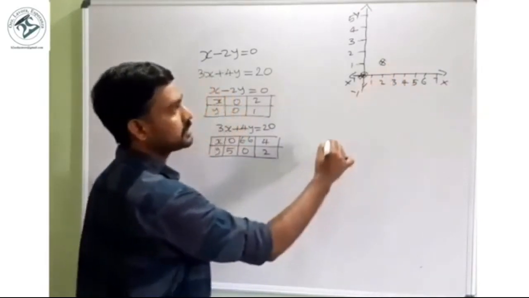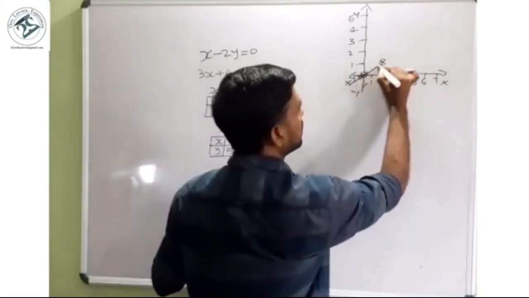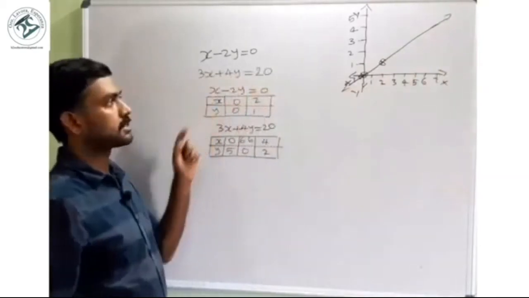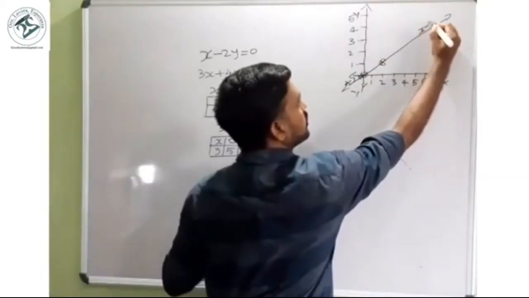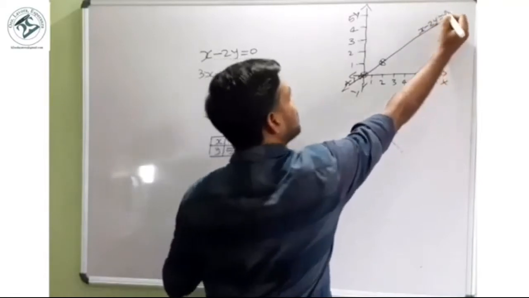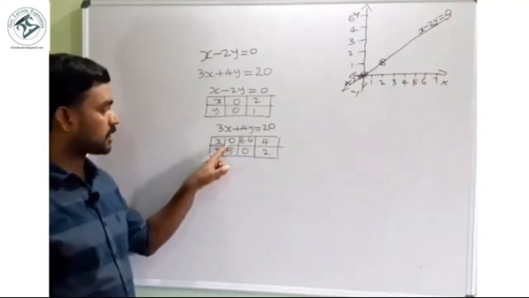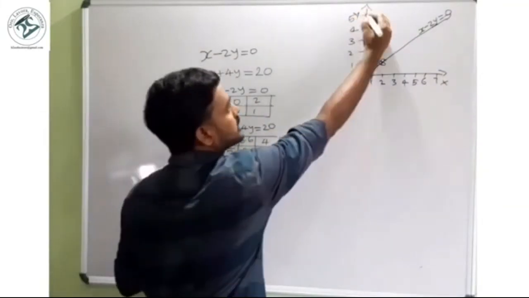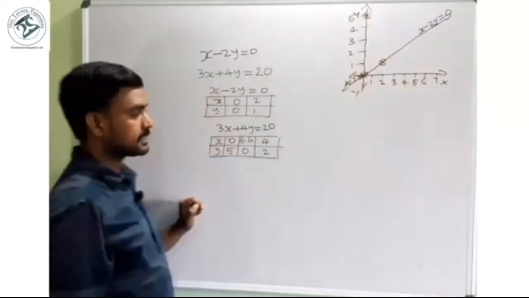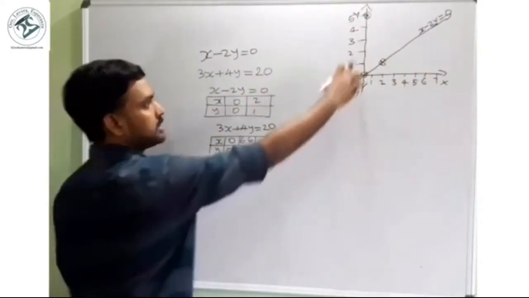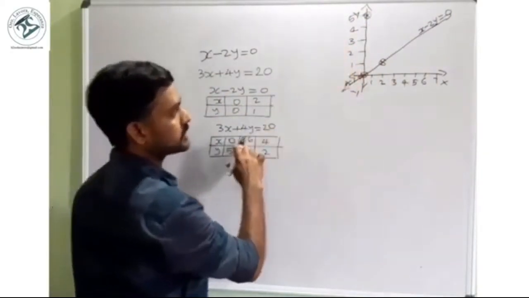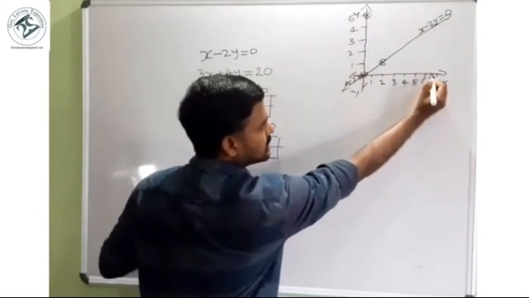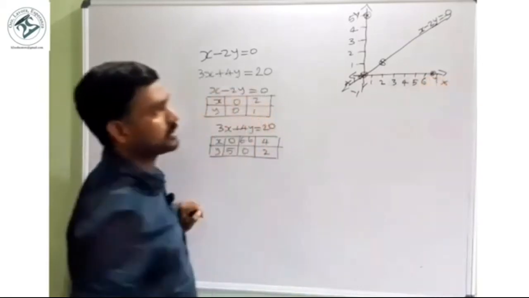We have 2 points, which means we can draw the line. So this is the first equation's graph, x minus 2y is equal to 0. Now the second, 0, 5. In the x-axis 0, in the y-axis 5. So here is that point. The second one, y value 0. That means on this axis 0, but x is 6.6. Here is 6, here is 7. So 6.5 will be here, and 6.6 will be here. So we can mark here 6.6.